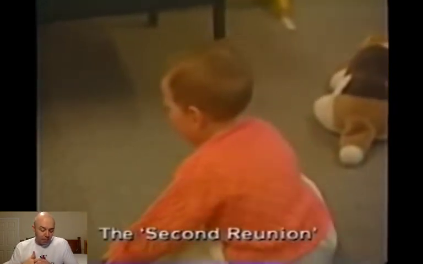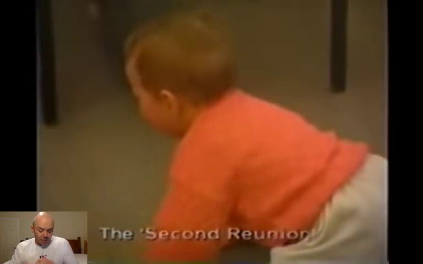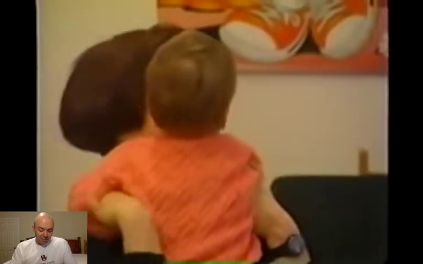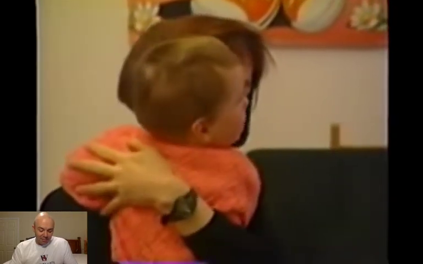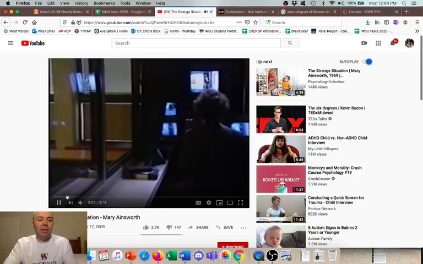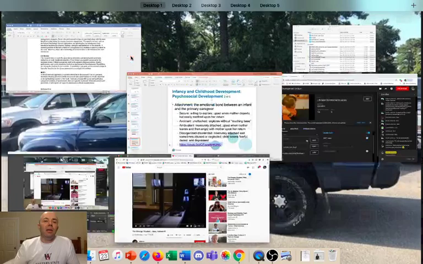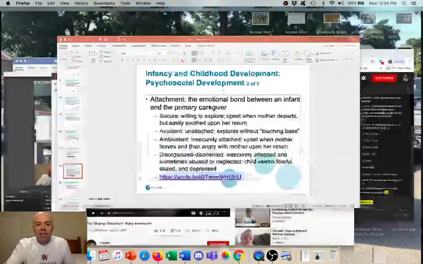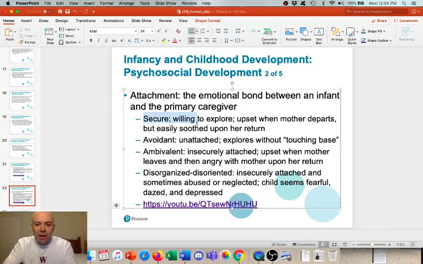But Lisbeth manages to calm her almost at once, and shortly afterwards the observation ends. Lisa showed outward signs of what's called secure attachment. So, let's talk about what would have happened. Lisa clearly showed this attachment, right? Upset when the mom departs, but easily soothed when she returns.